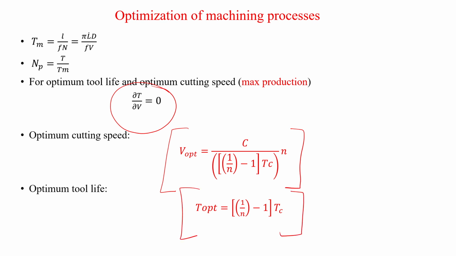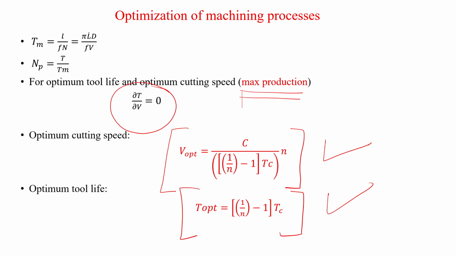This optimum condition of V, which is the cutting speed, and the tool life, is for the maximum production rate. When you want a maximum production rate, then what should be the optimum cutting speed and the optimum tool life, so that you'll get the production is maximum. So these 2 formulas you need to understand.